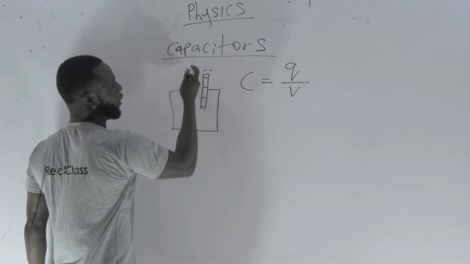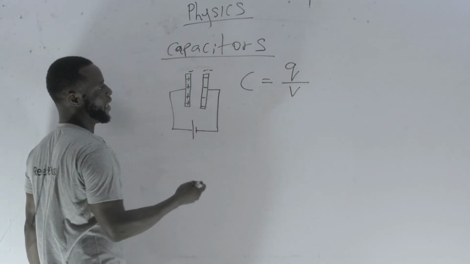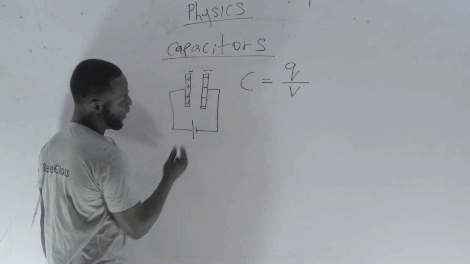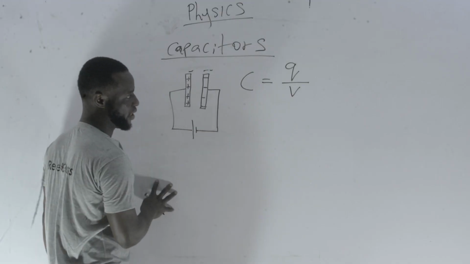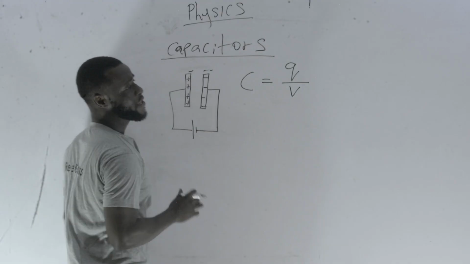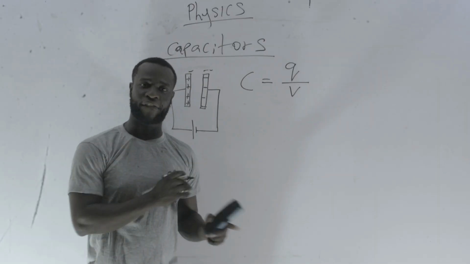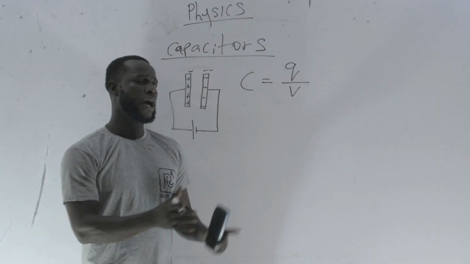Now, it means therefore that one of the plates of the capacitor will be positively charged and the other plate will be negatively charged. I'm connecting the capacitor to a cell or to a battery, which of course is charging the capacitor. Now, there are factors that can affect the capacitance of a capacitor, and I'm going to be looking at them right now.